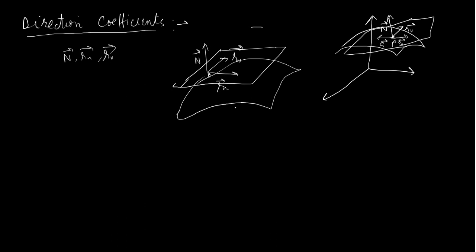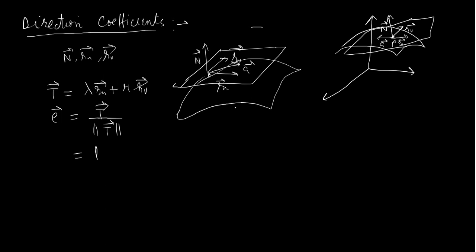So now at each point, any vector here, say let's call it a, can be written as a linear combination of these three vectors, and we denote by t the tangential component of that vector, that is lambda times r sub u plus mu times r sub v. Then we took the unit vector e along the direction of t, and we called its components L and M, so it was L times r sub u plus M times r sub v.